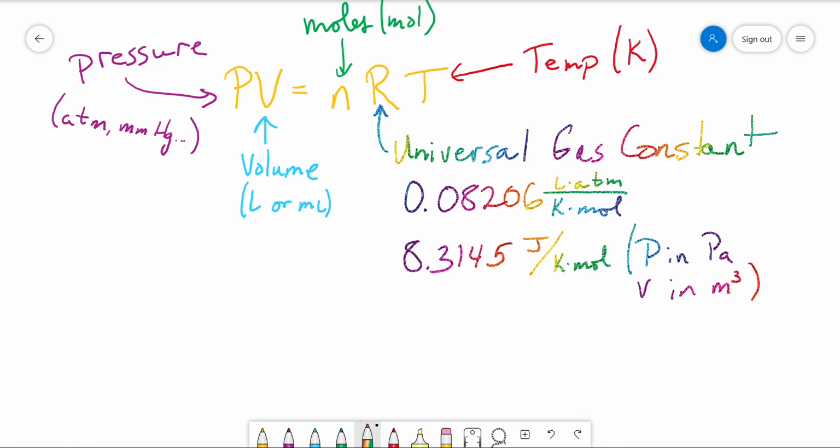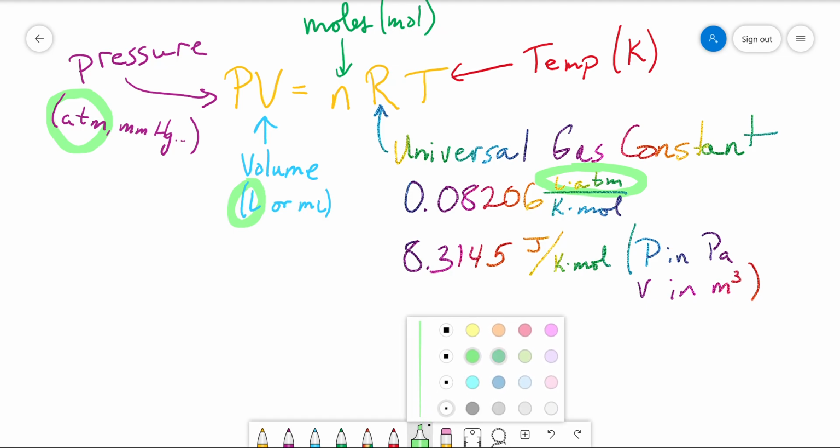If you use that value for R, the 8.3145 joules per Kelvin mole, you gotta have pressure in pascals, volume in meters cubed. Anyway, there are other values you can find. It doesn't matter which value you use. The most important thing is you have to match your units for pressure and volume to your units for the gas constant. So this is liters and atmospheres. That would mean I would have to use liters and atmospheres for my pressure and my volume. That's the key, is you got to match the units on both sides of the equation.